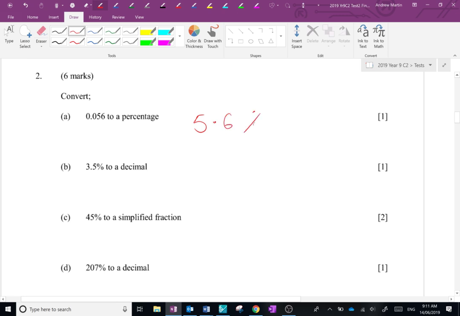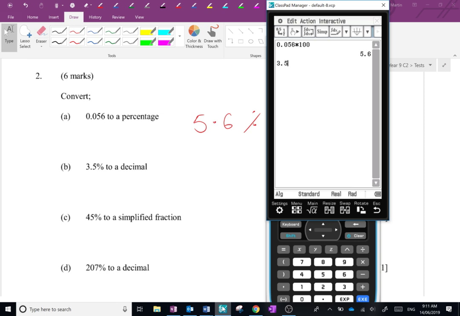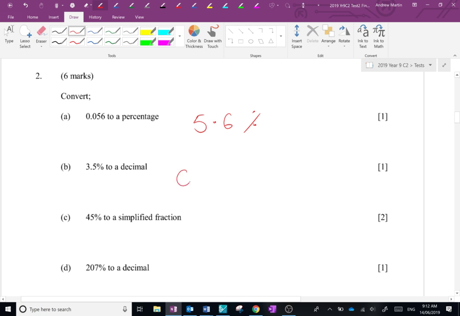And if you guys have done this one, you can sort of check the answers as well. So 3.5% to a decimal. So we do the opposite, we divide by 100, and we get 0.035.